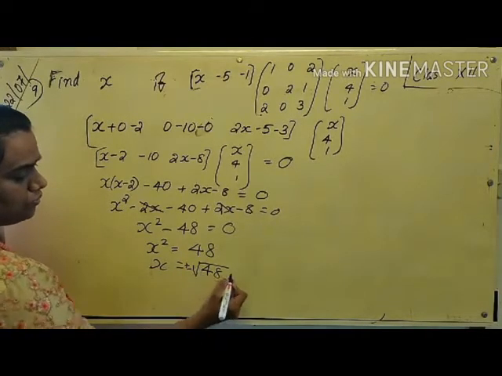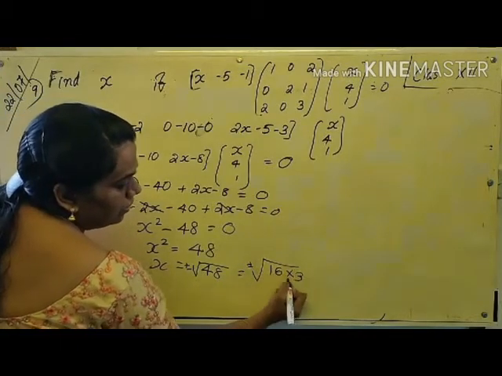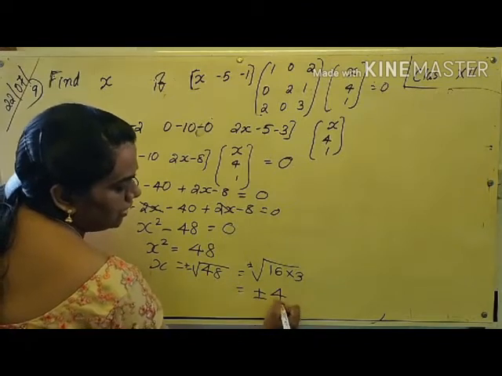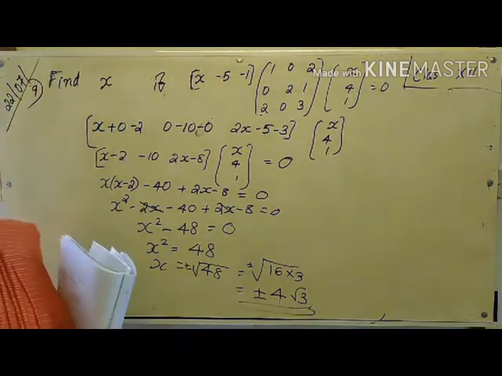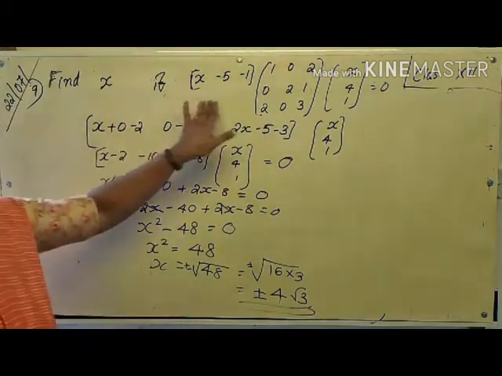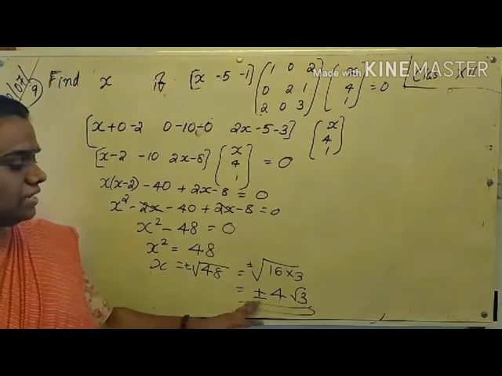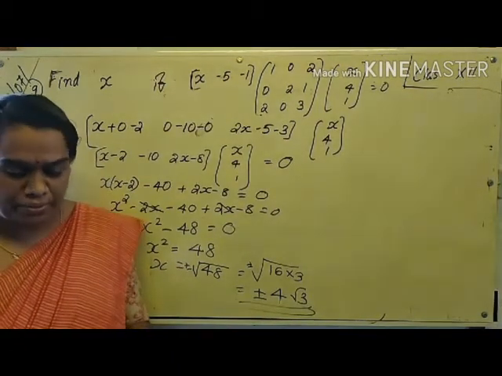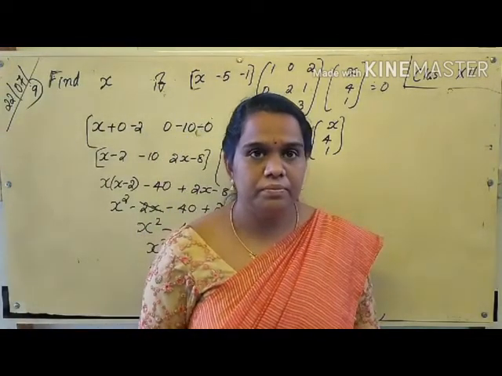How to write 48? 48 is 16 into 3. Root 16 is 4. So the answer is x is equal to plus or minus 4 root 3. Did you understand? Simply multiply this and equate to 0. You will get the answer x is equal to plus or minus 4 root 3. Okay? Next question.